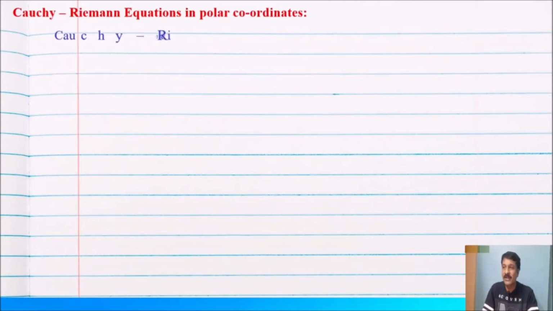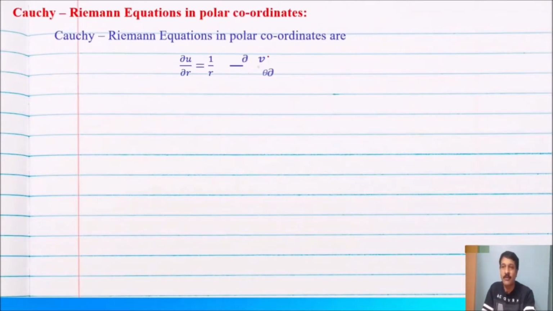Now what are the C.R. equations in polar form? That is, Cauchy-Riemann equations in polar coordinates. We can prove it easily. The Cauchy-Riemann equations in polar coordinates are ∂u/∂r equals 1/r ∂v/∂θ and ∂v/∂r equals minus 1/r ∂u/∂θ.